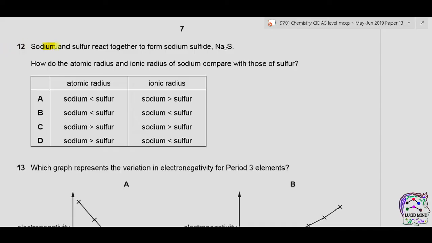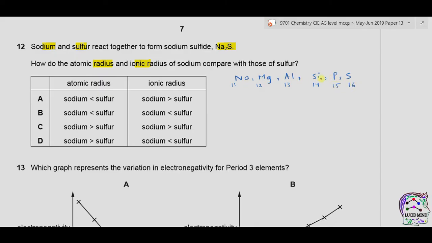Question 12. Sodium and sulfur react together to form sodium sulfide. How do the atomic radius and ionic radius of sodium compare with those of sulfur? As we can see that sodium and sulfur are present in the same period. So we have sodium, magnesium, aluminum, silicon, phosphorus and sulfur. The atomic number of sodium is 11, for magnesium it is 12, then 13, 14 and 15, 16.